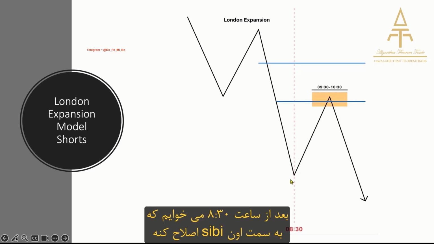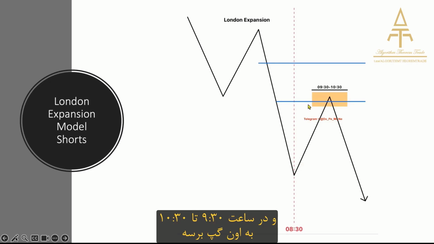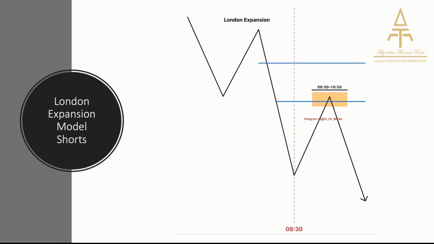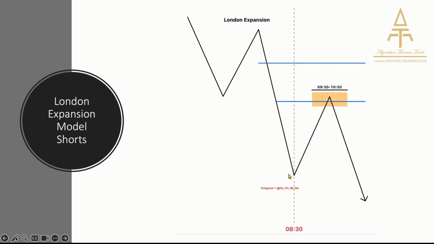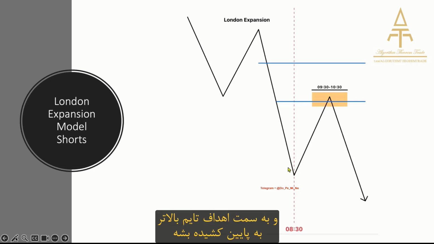Around 8:30, we want to see a retracement occur into that CB, and between 9:30 to 10:30, we want to see that CB get reached, and from there on, we want to see a lower time frame market maker sell model get confirmed to target the sell side liquidity below this low and draw towards the higher time frame objective.